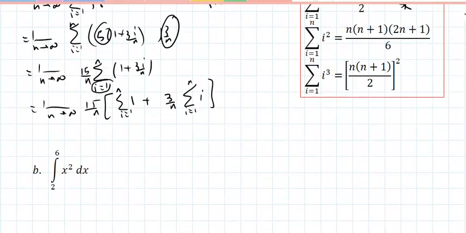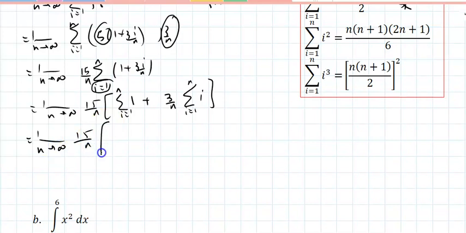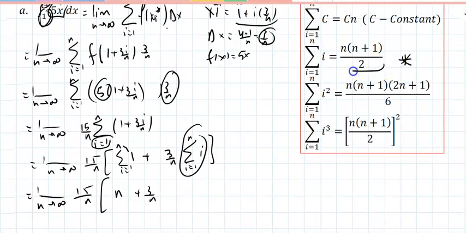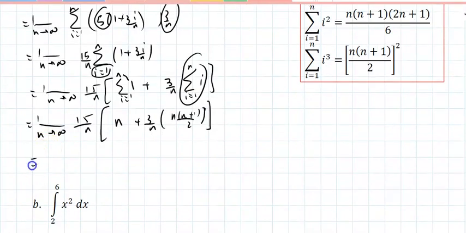And if I follow this, that would be the limit as n approaches infinity of 15 over n. And here, it's simply n times 1. And this summation is right there. That is n times n plus 1 over 2. And now it's nothing more than a limit problem. So that's the limit as n approaches infinity of 15 over n times n plus, these n's cancel out.